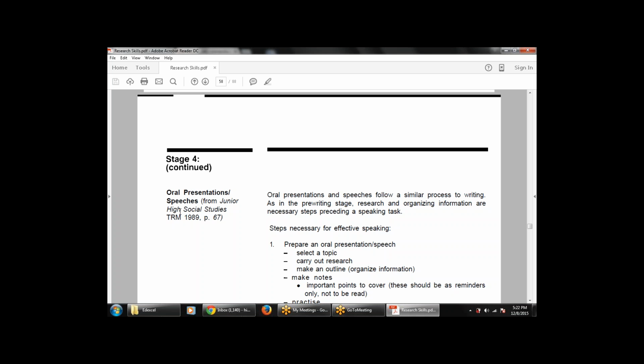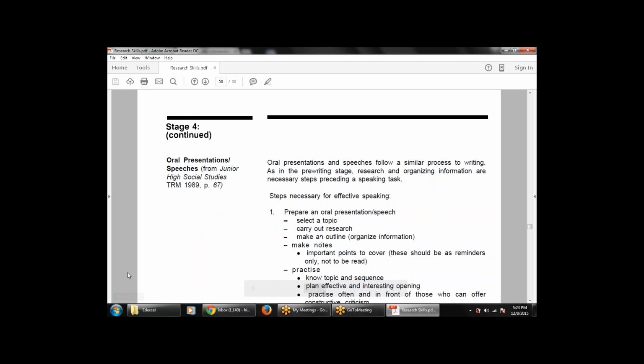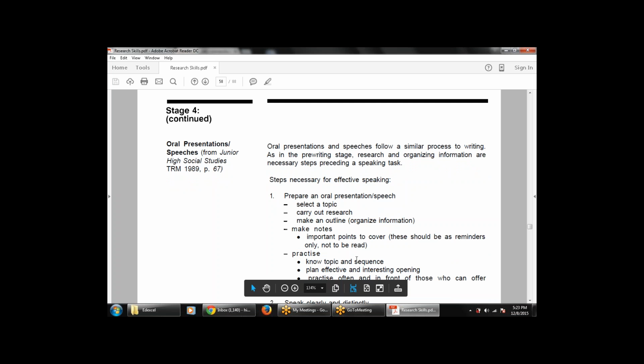First is preparing an oral presentation. This is the first step for effective speaking. You must prepare a proper oral presentation or speech. That includes selecting a topic, the main topic on which you give the presentation, then carrying out the research, then making an outline, that is, organizing the information, then making notes of the important points to cover. You should cover all the important points, not necessarily every point.